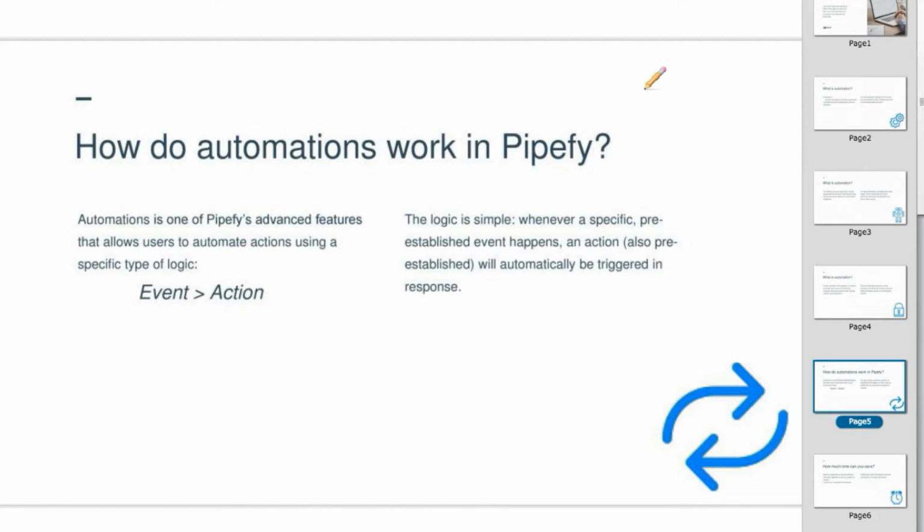How do automations work in Pipefy? Automations is one of Pipefy's advanced features that allows users to automate actions using a specific type of logic, event, action. The logic is pretty simple. Whenever a specific pre-established event happens, an action, also pre-established, will automatically be triggered in response.